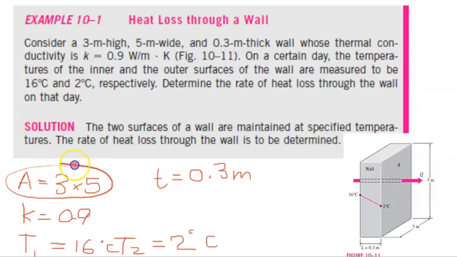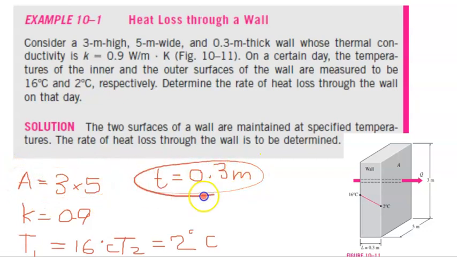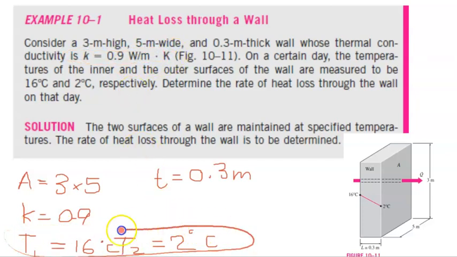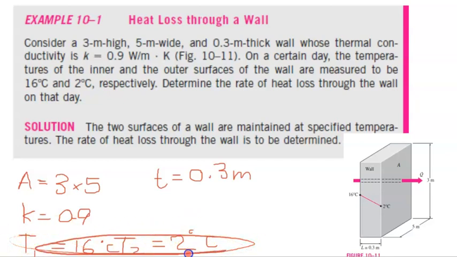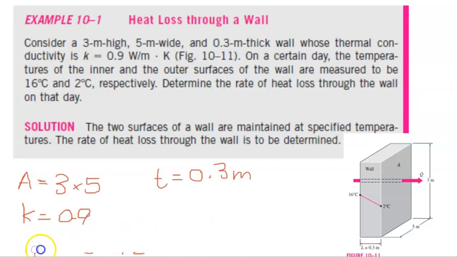So first I need to find the area of the wall. I have the thickness of the wall. The k, conductivity coefficient of the wall, is also given, 0.9 watt per meter Kelvin. I do not need to convert these into Kelvin if I'm just looking at the temperature change. So I can do that. Let me just write it down. We have T1 as 16 and T2 as 2 degrees centigrade. We need to find out the rate of heat loss through the wall on that specific day.